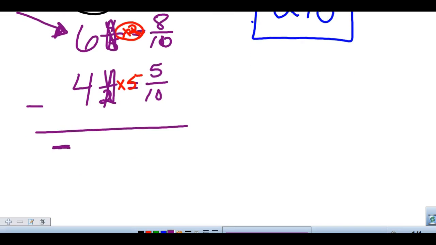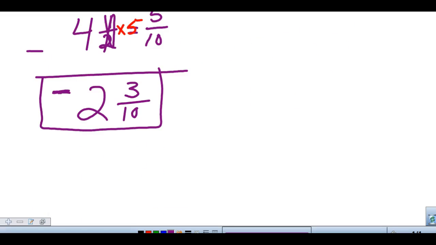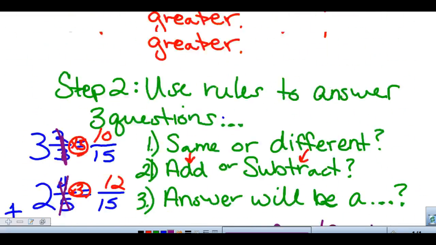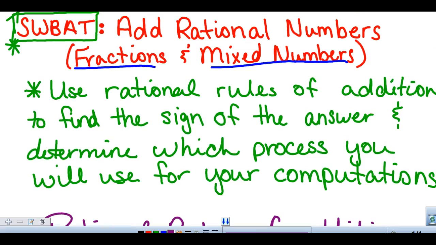8 tenths minus 5 tenths gives you 3 tenths left. And then 6 minus 4, 2. So our answer there is -2 3/10. That concludes this video with adding rational numbers, focusing on fractions and mixed numbers using our rational rules and a step-by-step process of kind of breaking it down.